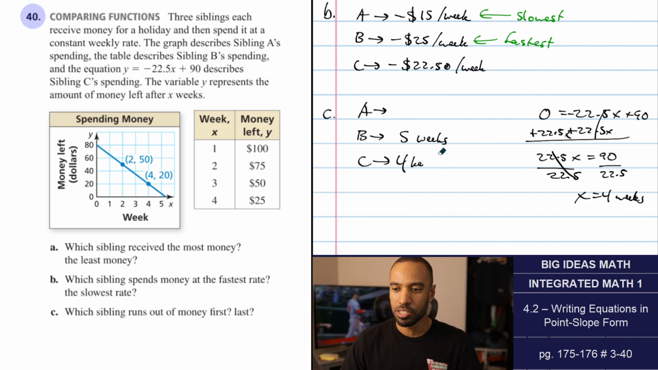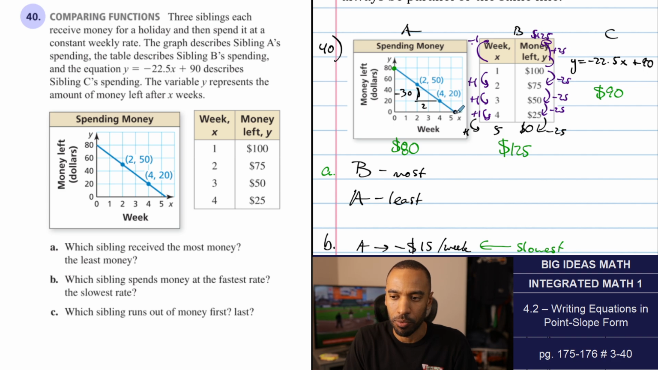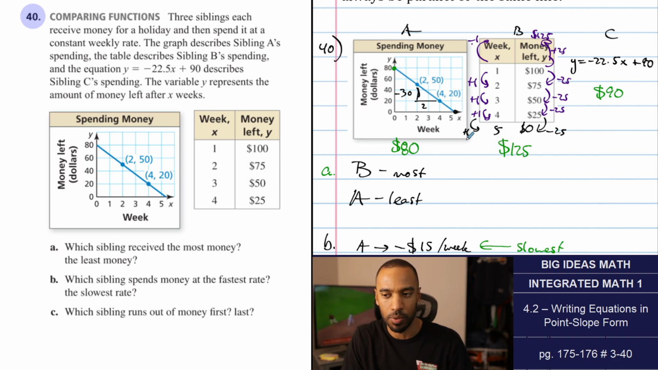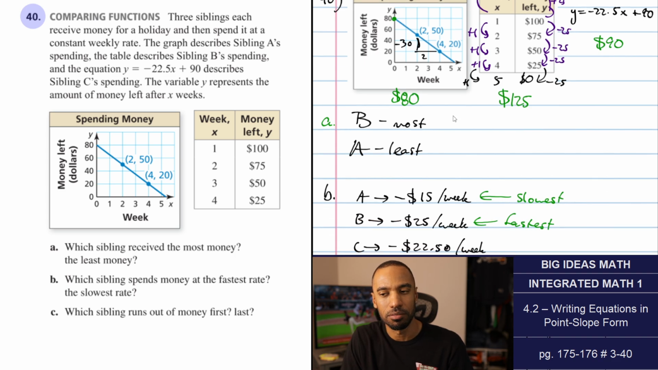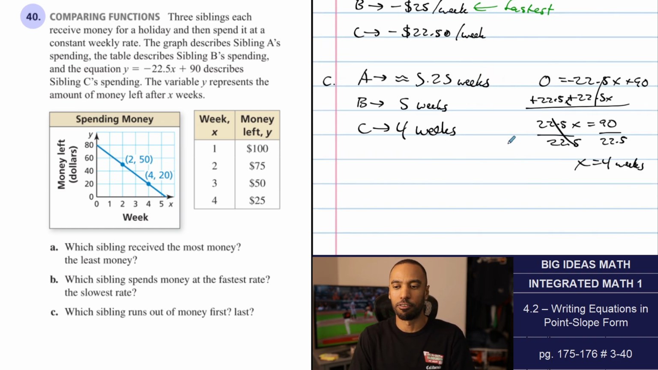Now, person A, if you look at their graph, they run out of money after more than 5 weeks here. I don't know how much exactly, but if B was at 5 and C was at 4, A being more than it, I don't know. We could figure it out, but that would be an x-intercept anyway. I'd have to do a lot more work to get an equation and then plug in 0 for y to solve that. So I'm going to leave it, but it's more than 5. I'm going to say it's around 5.25 weeks.